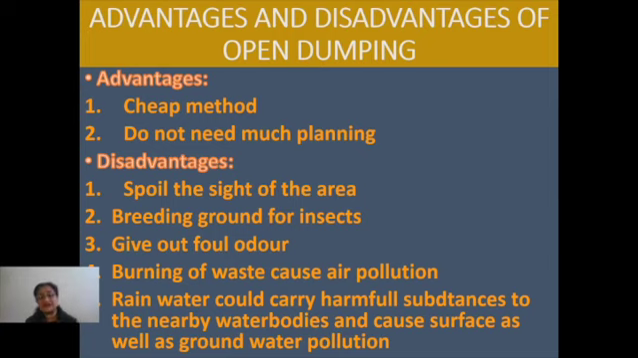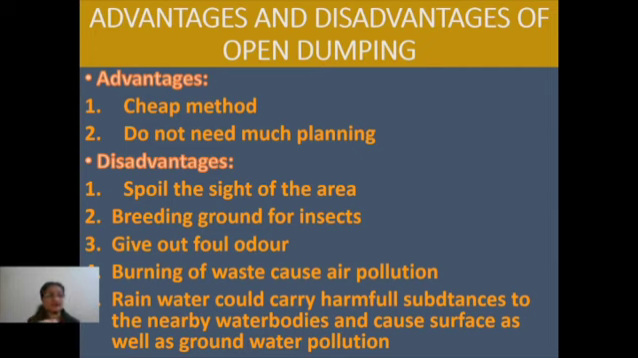Now what are the main disadvantages? Already we have discussed in the earlier part. Once again, let's go through it. Number one, it spoils the sight of the area. The natural beauty of the area is spoiled. Then it becomes a breeding ground for various insects and rodents, thus causing several diseases to develop. It gives out foul smell. Burning of waste causes air pollution. Wherever the waste is dumped, it releases a lot of methane and several such gases which ultimately cause harm to the atmosphere, because methane is one of the very important greenhouse gases.